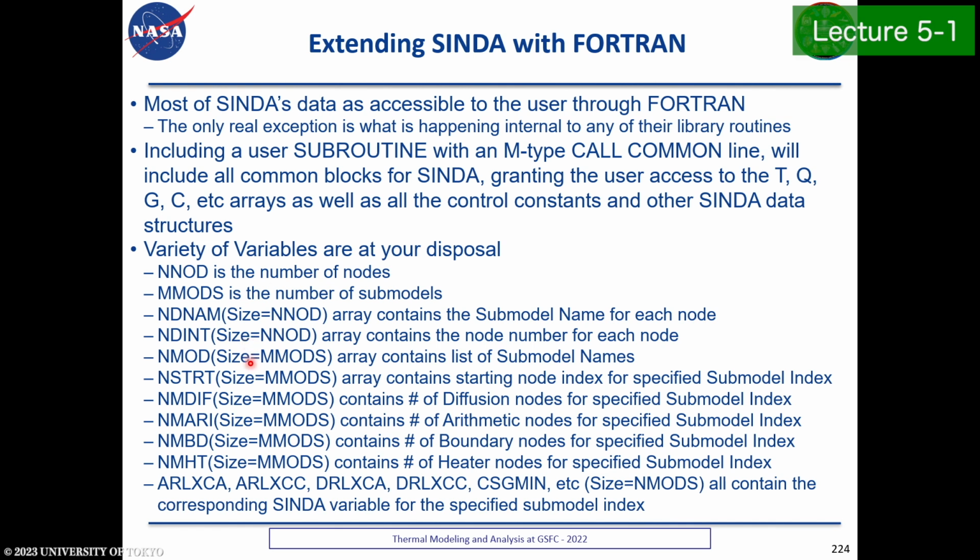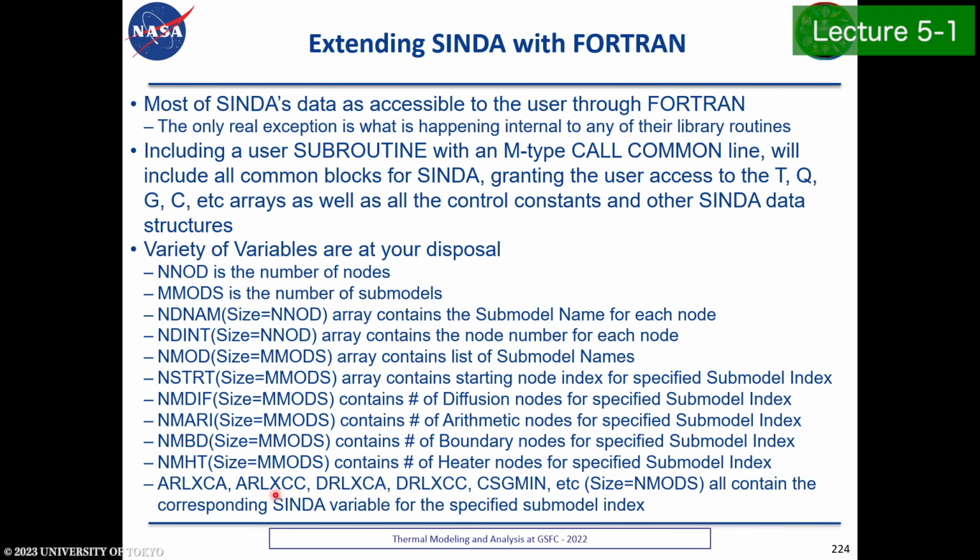Sized for M mods, this is N mod. This is the list of the submodel names. Clearly it's going to be sized for the number of submodels. And then what I talked about a little earlier, this is N start, number of diffusion nodes, number of arithmetic nodes, number of boundary nodes, number of heater nodes. So this helps you to figure out where a particular index is for a particular submodel. If you know the start, know how many diffusion nodes, how many arithmetic nodes there are, you could then go and do something with all the boundary nodes. So these are some things that are available to you.